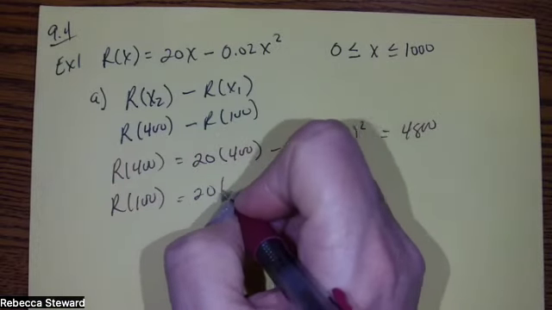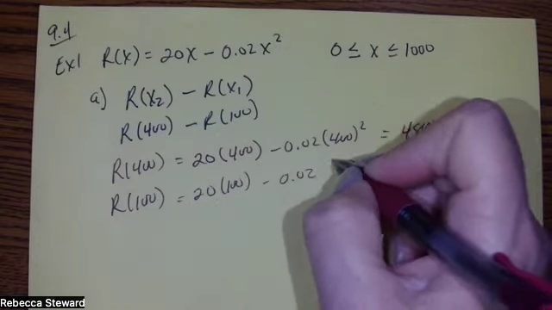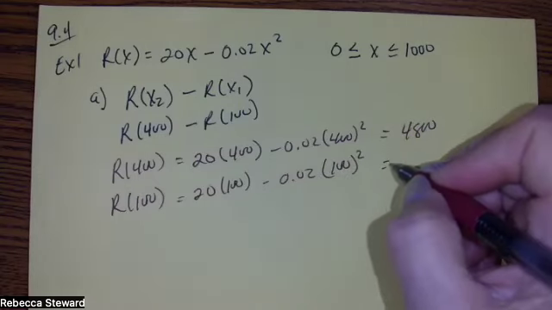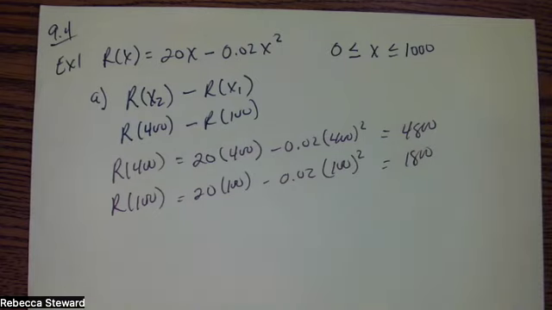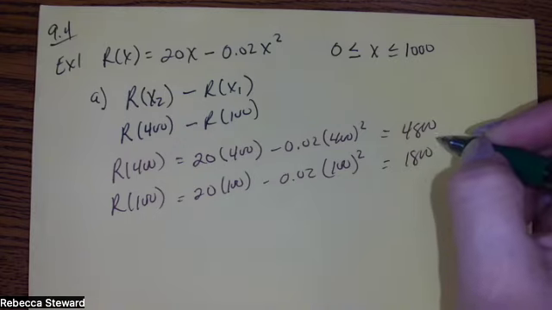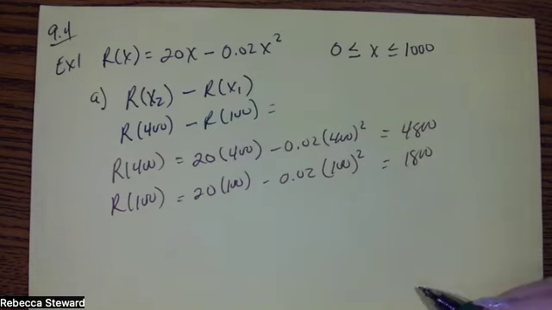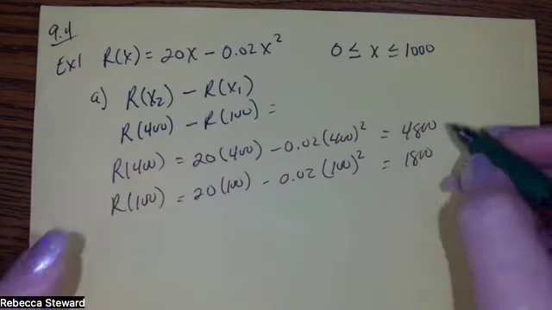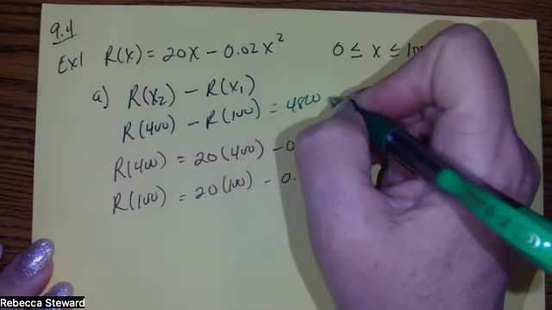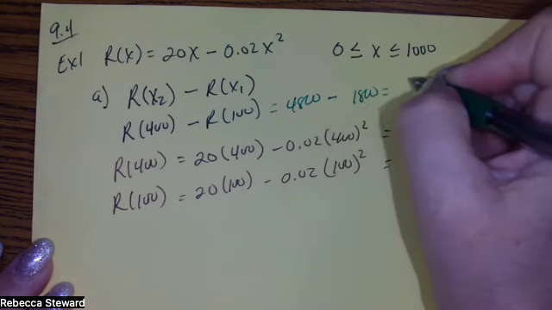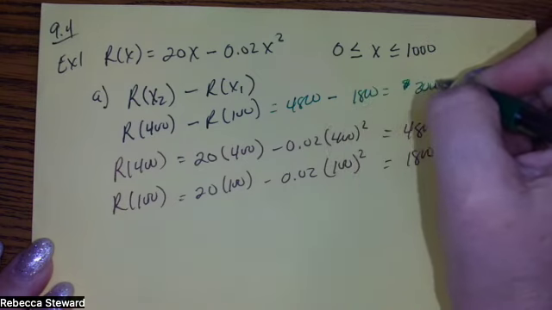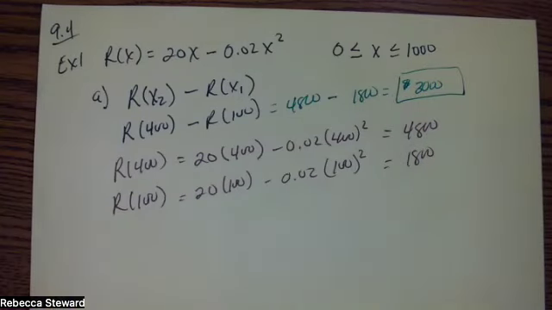And then we're going to do it at 100 as well. Same formula, we're just plugging in 100 instead of 400. So that will get us 1,800. All right. Now we can take these two values and plug them in here. So r at 400 is 4,800, and then we subtract out r at 100, which is 1,800. That gets us a total of 3,000. That's our revenue change from making 100 planters to 400 planters.